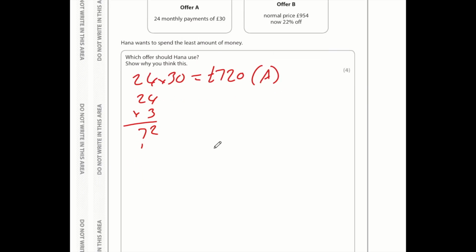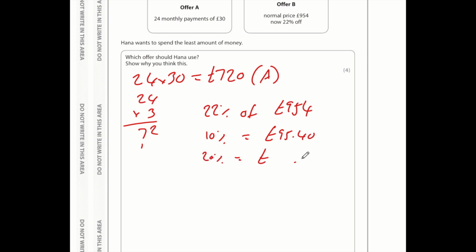We want to work out 22% of £954 and then subtract that from 954. So I'm going to work out 10%. That's going to be this amount divided by 10, so that's £95.40. So therefore 20% is going to be double that.